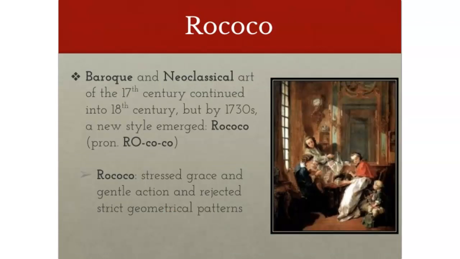So although the Baroque and neoclassical art of the 17th century continued into the 18th century, by the 1730s, the early 18th century, another new style overlapped with it, and it was called Rococo. So learn to pronounce that. You put the emphasis on the first syllable, Rococo. It stressed grace and gentle action, and it rejected the strict geometrical patterns of maybe neoclassical art, for example.